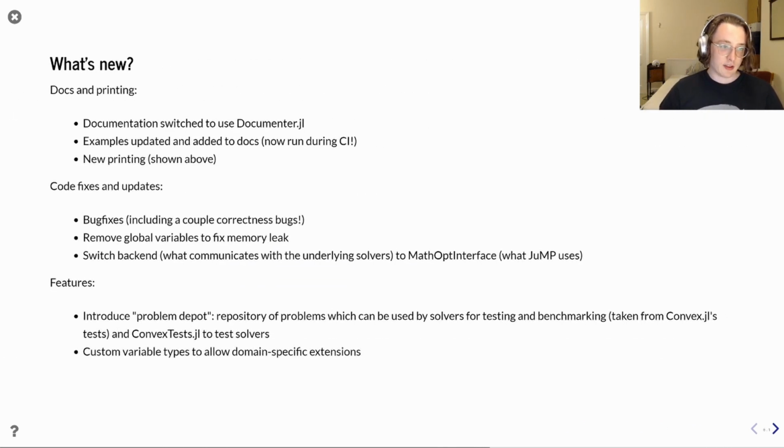So what's new in Convex.jl? There are a couple of things you might have seen right away if you haven't used Convex in a while, but you have before. The documentation has switched to use Documenter.jl. So it's just Markdown, which is kind of nice.